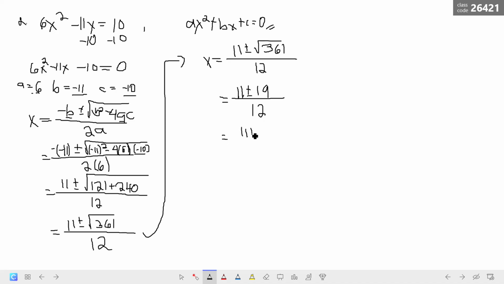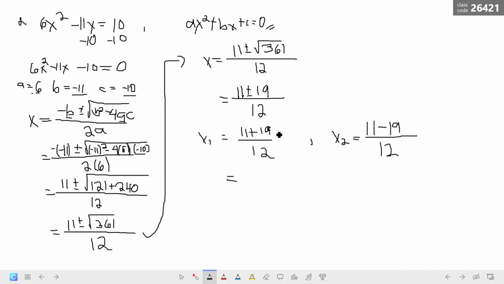Right, so we can now separate plus minus. So, plus muna, 11 plus 19 over 12. This will be our root 1. Our root 2, sunod naman natin yung minus. So, 11 minus 19 over 12. Mapapansin nyo, yung plus nandito, yung minus nandun. So, same pa rin yung mga numbers na nakalagay. Just separate the plus and minus. Okay, then let us simplify.